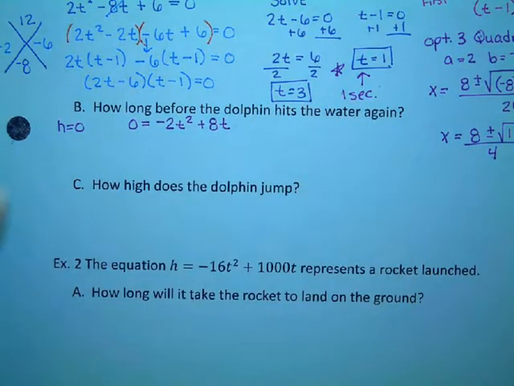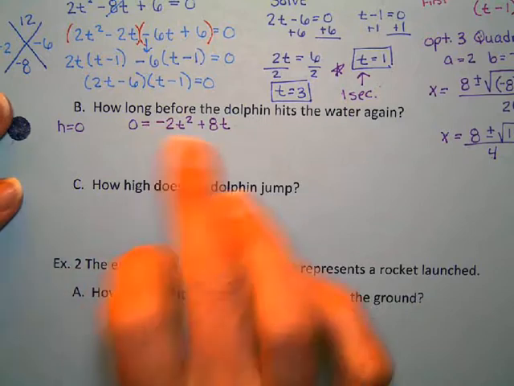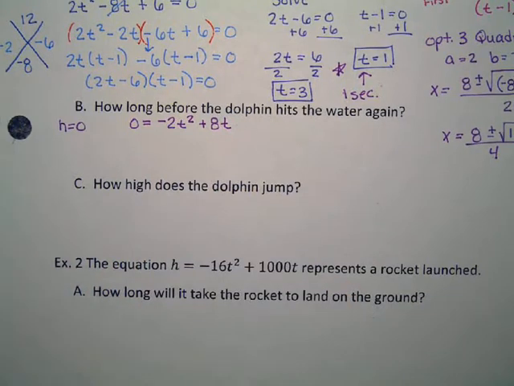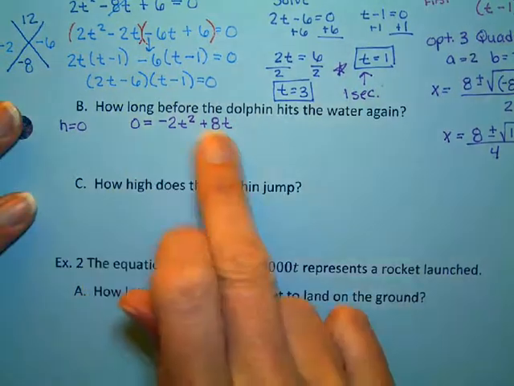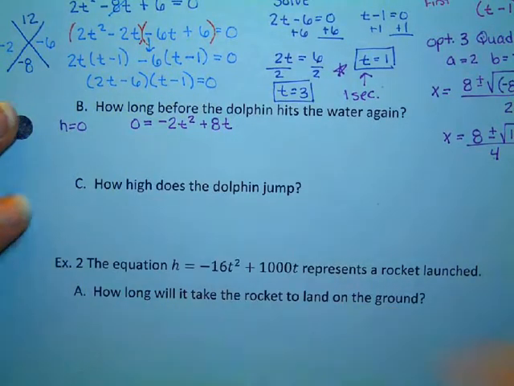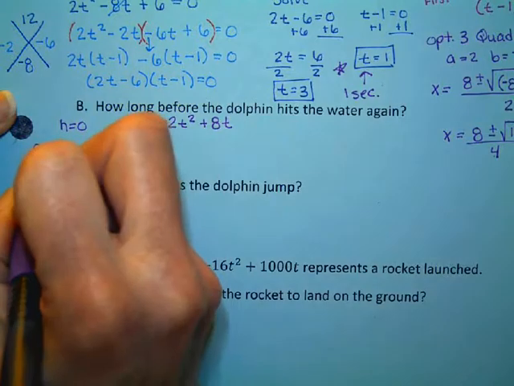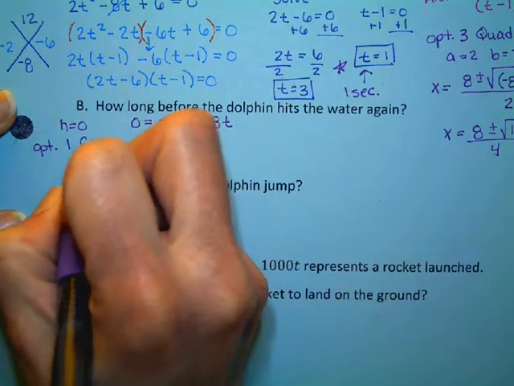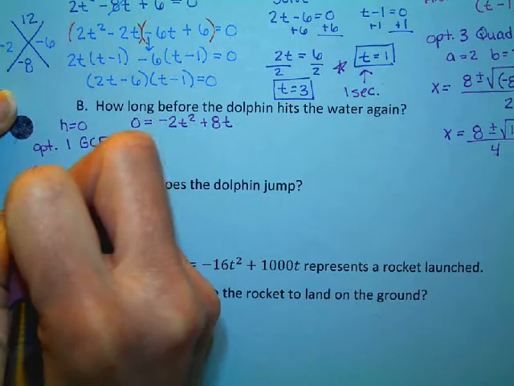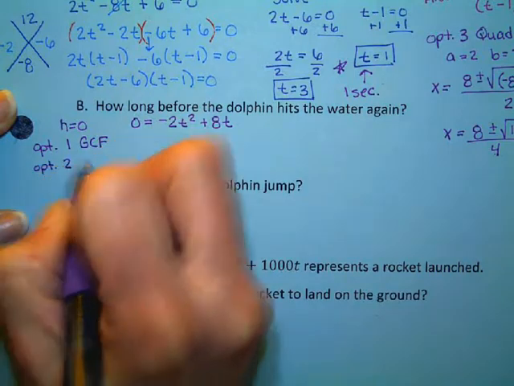Well, we could set it equal to 0, but it's already set equal to 0. So what kind of factoring is this when we don't have 3 terms? Could we use the quadratic formula? Yes, we have an a term, we have a b term, but our c term would just be 0. So you could use the quadratic formula, or you could do a GCF. So I'm going to say option 1, I'll put GCF, or option 2, you could do quadratic formula.